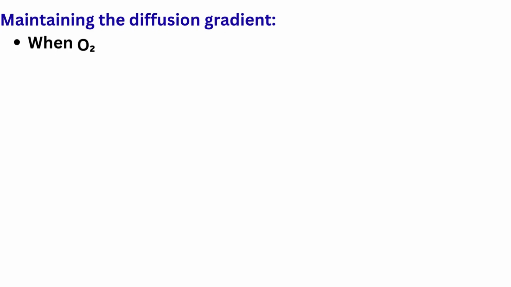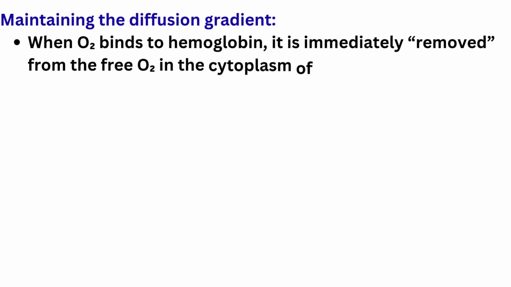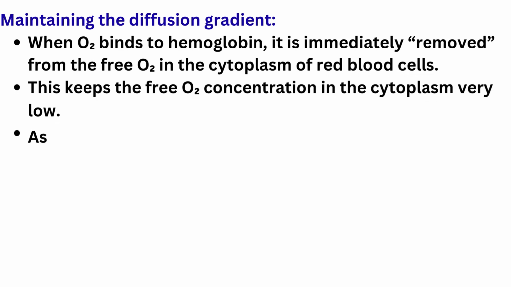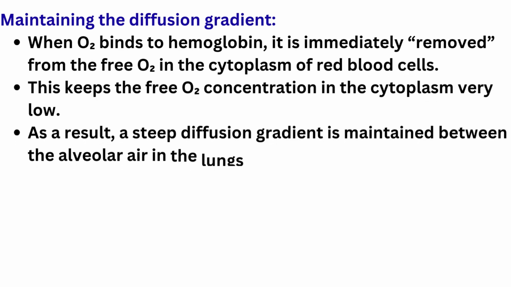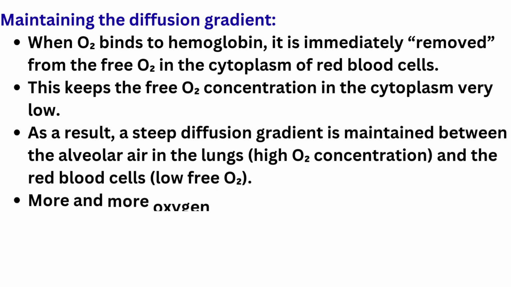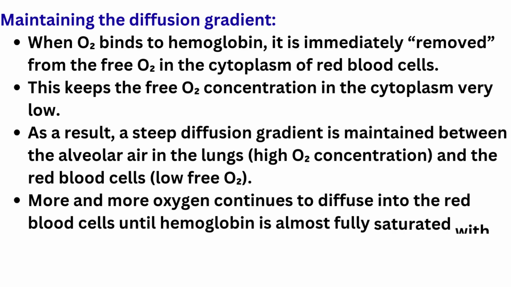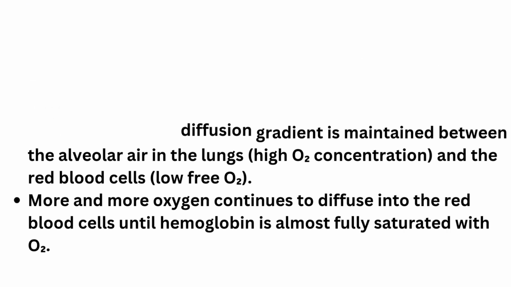When oxygen binds to hemoglobin, it is quickly removed from the free oxygen in the red blood cell's cytoplasm, keeping its concentration low. This maintains a steep diffusion gradient from the lungs, allowing oxygen to continue diffusing into the red blood cells until hemoglobin is nearly fully saturated.